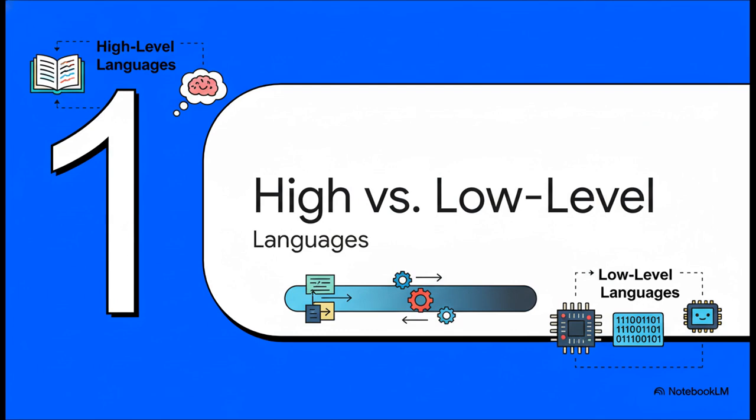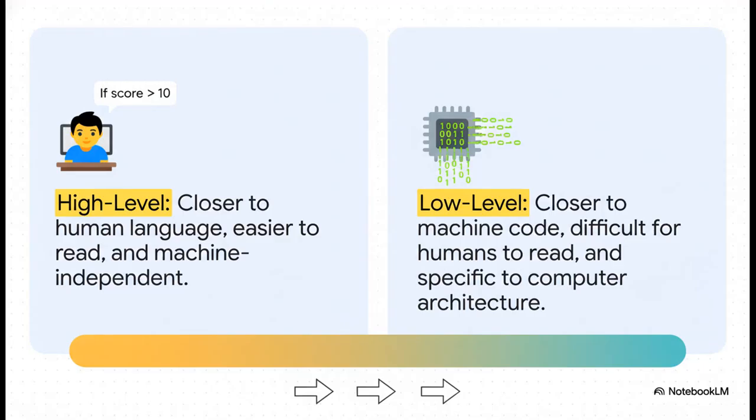Okay, first things first. We have to get our heads around the fact that not all programming languages are the same. They kind of exist on this spectrum, from languages that are super easy for us humans to read and write, all the way down to the languages that a computer processor understands directly. And this slide really breaks it down for us.